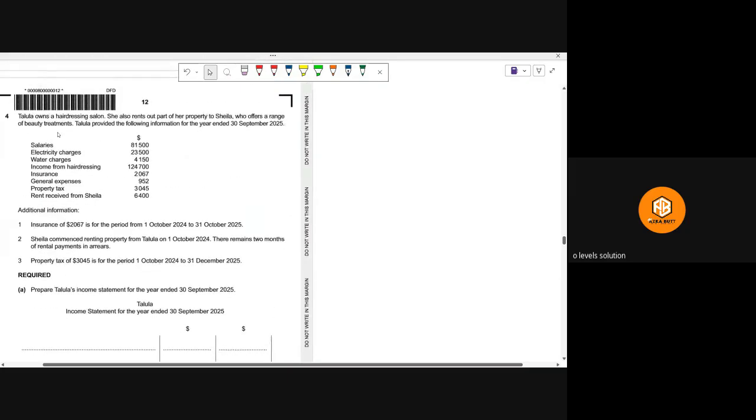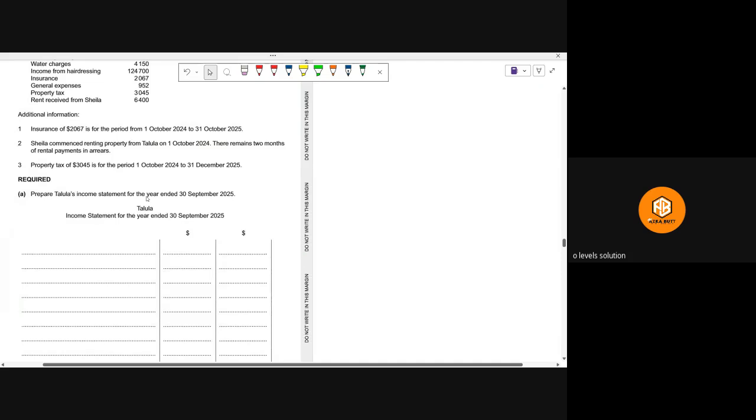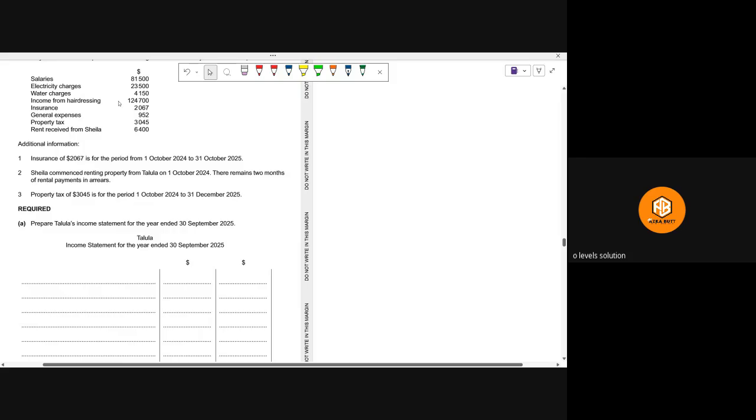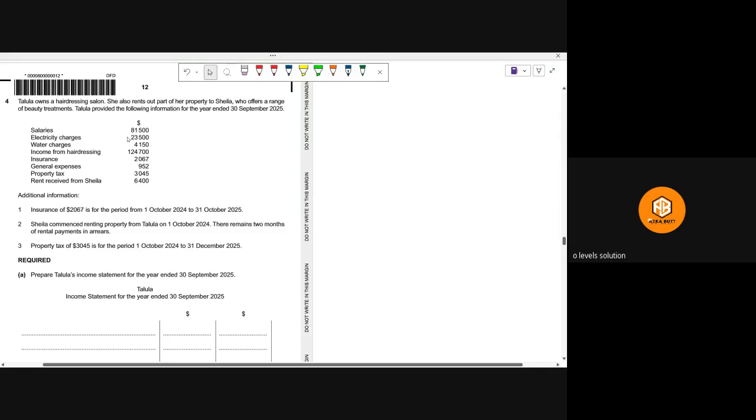Next is that Talula owns a hairdressing salon. She also rents out part of her property to Sheila, who offers a range of beauty treatments. Talula provides the full information for the year ended 30 September, and we need to prepare the income statement. Since this is a service business, we will write the incomes and expenses only. There is no cost of sales, no GP, nothing like that.